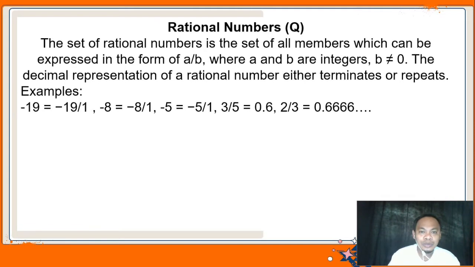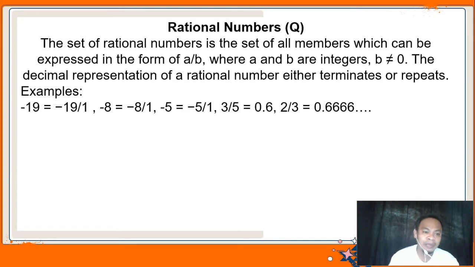And we have also rational numbers. The set of rational numbers is the set of all numbers which can be expressed in the form of a over b. So ibig sabihin fraction, di ba? A over b, where a and b are integers. So either negative or positive. And our b is not equal to 0. And then the decimal representation of a rational number either terminates or repeats.